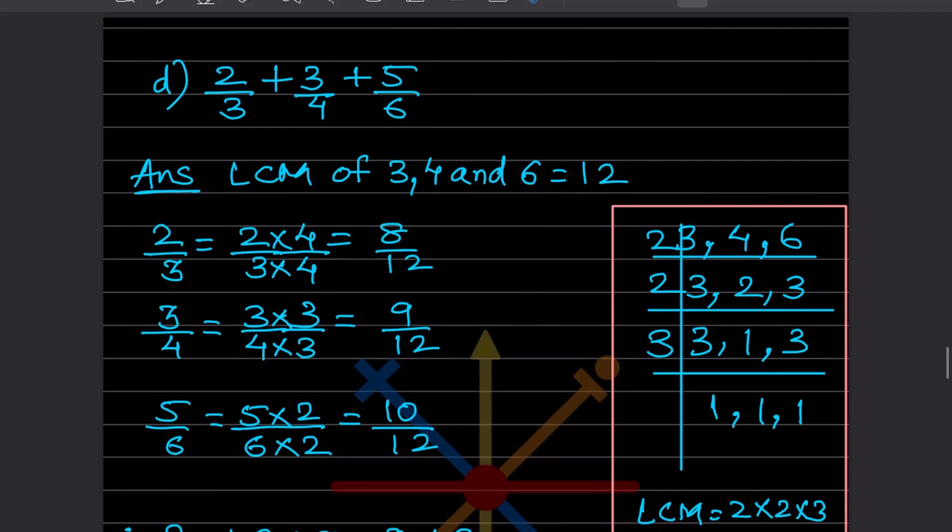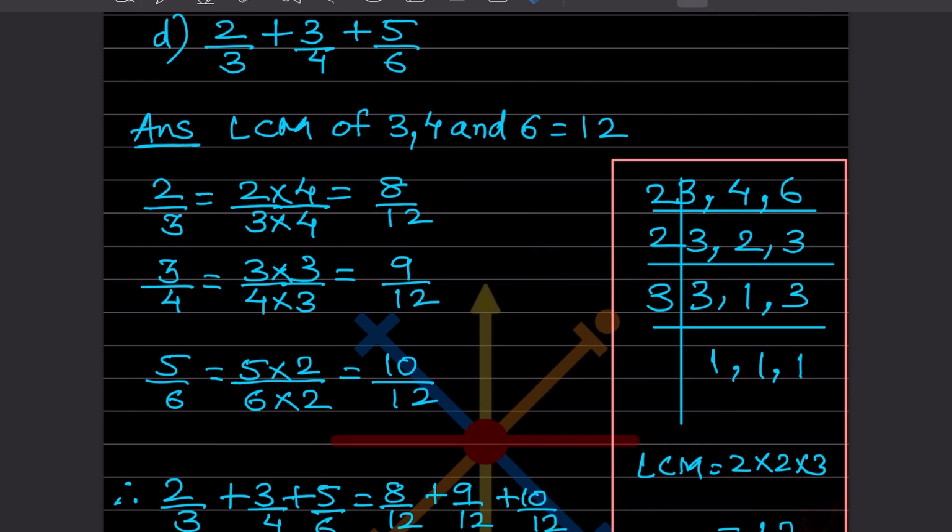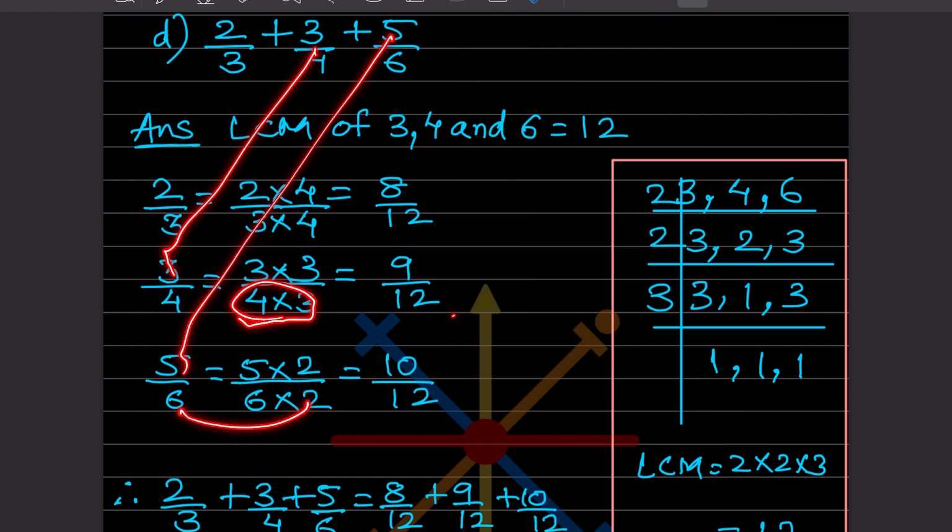Next year, you don't have to worry, because here there are 3 numbers. Again, first thing, take the LCM. Same, you got the LCM as 12. So this you are writing over here, make it to 12. Same thing, only there are 3 numbers that you have to make it to 12. Again, this one you will make it to 12.